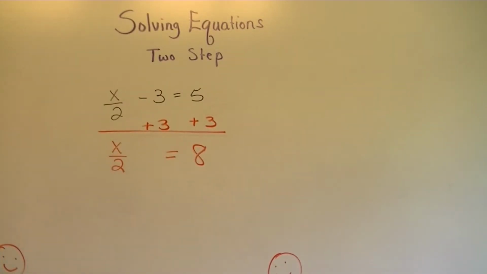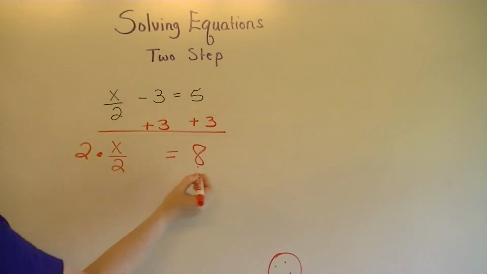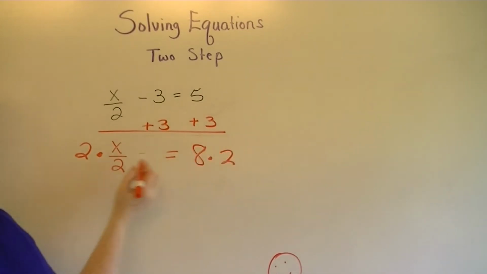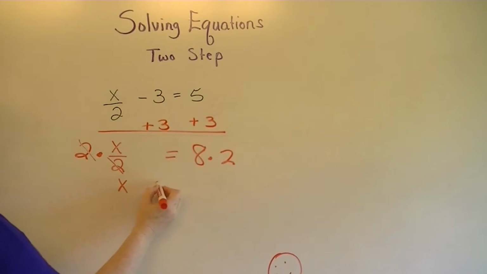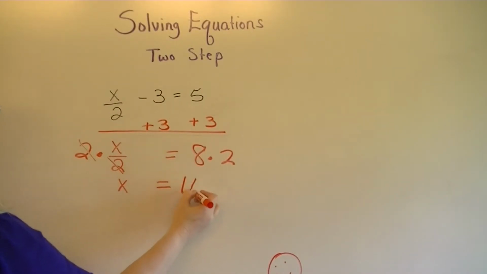Now, I want to solve for x. 2 is attached to x through division. So I'm going to do the opposite, which is multiplication. So I use the multiplication dot. These cancel out, become 1. And 1 times x is x. And then 8 times 2 is 16.